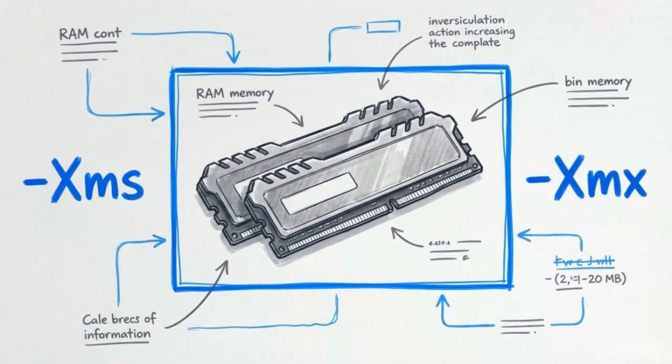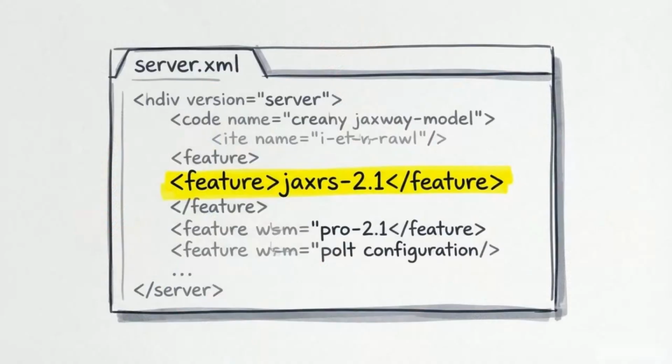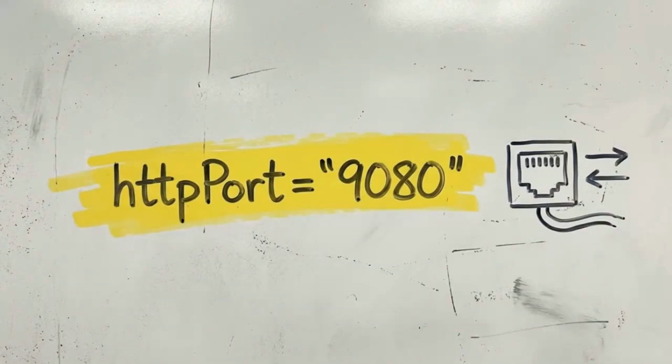Second, you configure the memory boundaries. Inside the jvm.options file, you set the initial and maximum heap sizes using the -Xms and -Xmx flags. This ensures the Java environment has enough memory to run, but cannot overconsume region storage. Third, you configure the application server itself. Inside the server.xml file, you activate the specific Java features your application needs, like the JAX-RS 2.1 feature for REST support, and define the default HTTP port that will listen for incoming traffic.